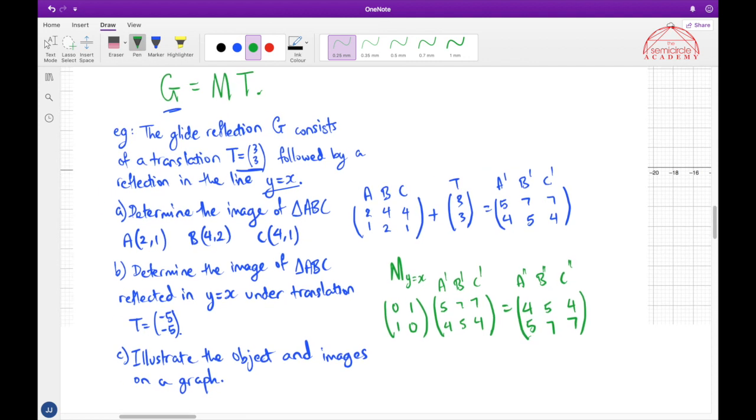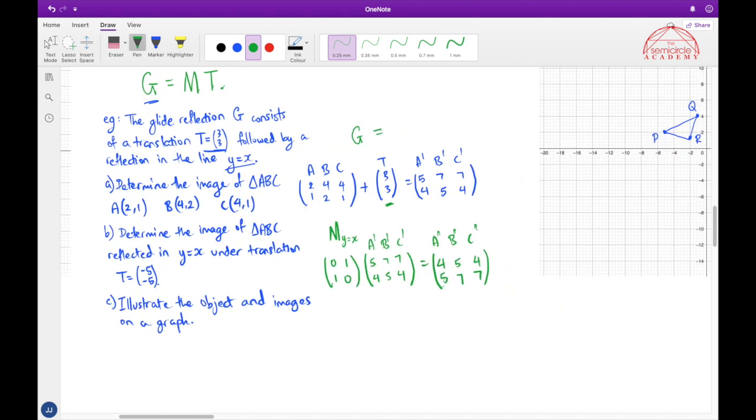And so what we did here was we have a glide reflection G, right? So this glide reflection G is equal to the translation 3, 3, and after you translate the object, then you reflect that in the line y is equal to x. So first we took the object ABC and we did the translation to find that image, and then we reflected that image in the line y is equal to x to give us the final image. So let's see how that looks on the graph.